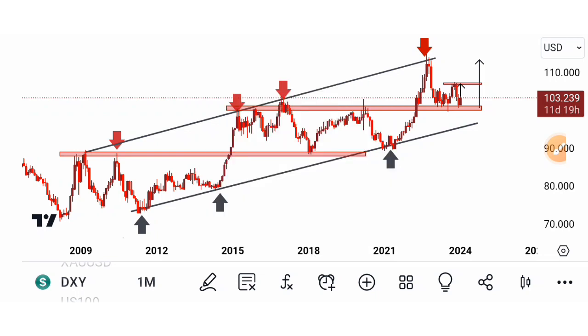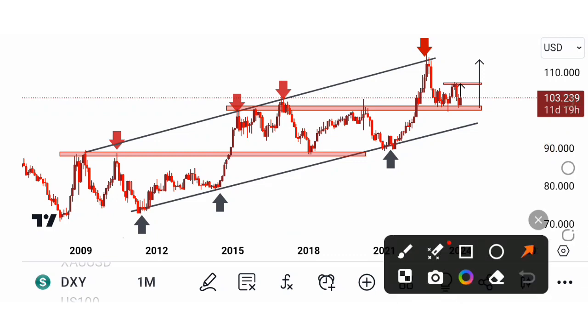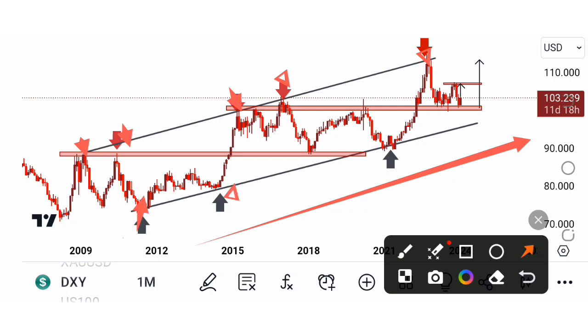So moving on to the dollar index, I'm bullish on this particular instrument, and to explain why, it's simply because we are in a bullish trend. I say this because we keep making higher highs over here and we keep making higher lows.